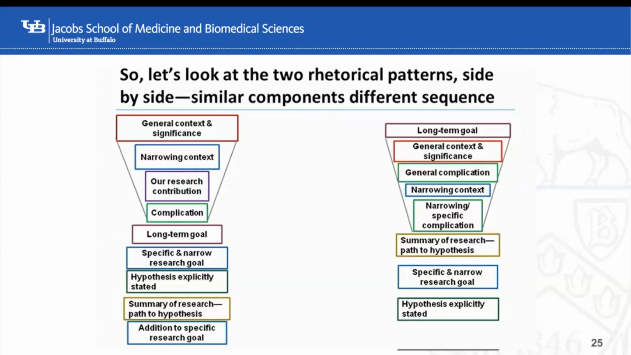What you see is that there's no one order, but you see elements that are in both. Okay, we have knowledge gaps or complications. We have a path to the hypothesis, and this one is after the hypothesis, and the other is before. But what you can see is that there are general elements that are present in both, that there is a beginning in general to a narrowing in both, right? And that all leads to that hypothesis, okay?